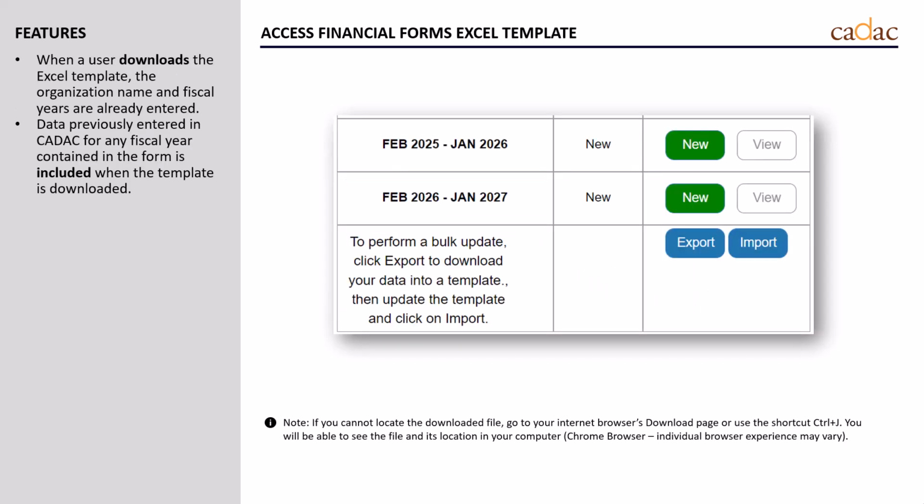From the Financial and Statistical Forms page, scroll down to the bottom, and under the financial table, click on the Export button. This will download the Excel template that you will use to enter data. Once it's downloaded, open the file. Now let's take a look at the Excel template.